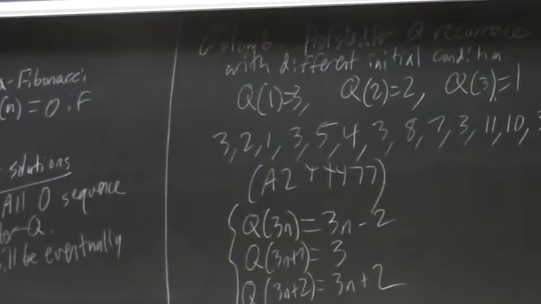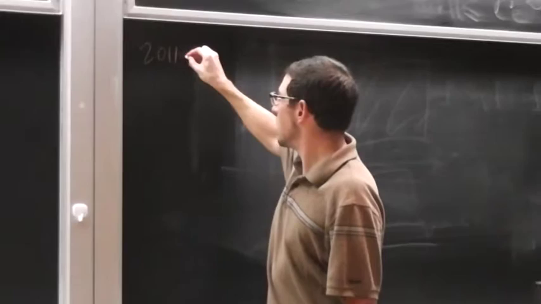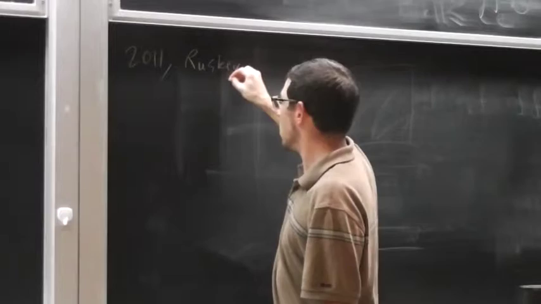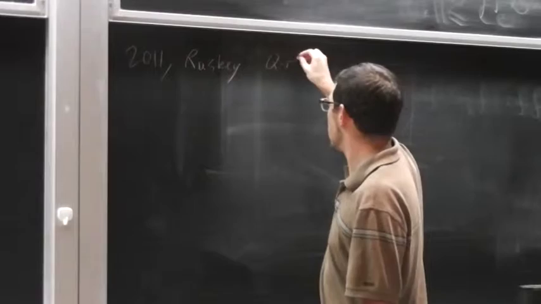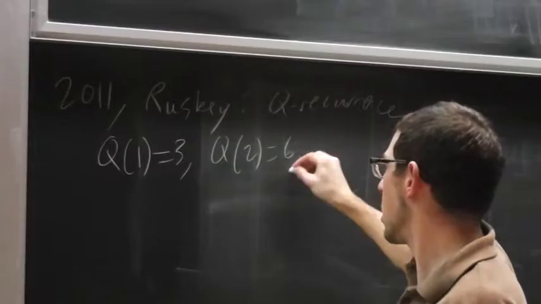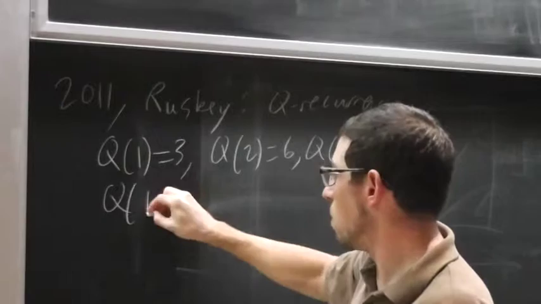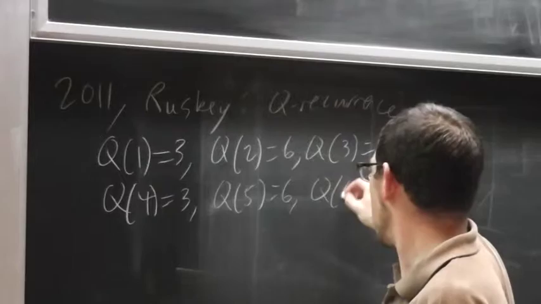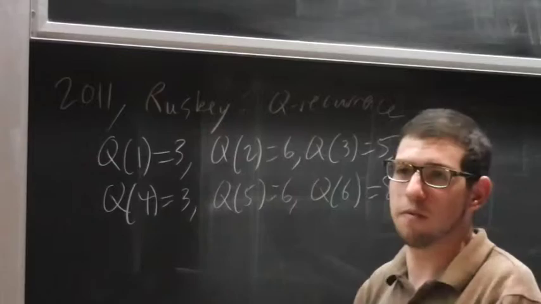So this is from 2011. This is Frank Ruskey in a paper of his, also using the Hofstadter Q recurrence with a different initial condition. So his initial condition: Q of 1 is 3, Q of 2 is 6, Q of 3 is 5, Q of 4 is 3, Q of 5 is 6, and Q of 6 is 8. I believe he actually started with 0, but you can shift these things over arbitrarily, so I'm starting from 1 because I don't want to have to change my notation halfway through the talk.